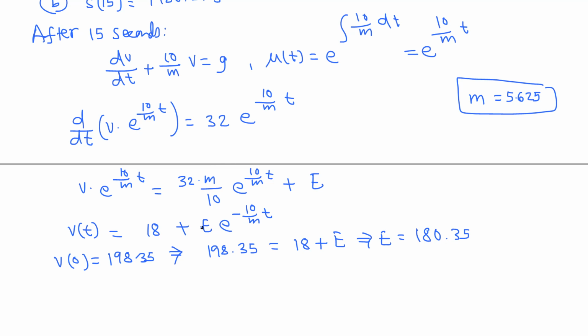Now back substitute here, so for the second part, the velocity after 15 seconds, v is given by 18 plus 180.35, which we just found here, times e raised to negative 10 over m t. That's equation 3, and this is true for t bigger than or equal to 15 seconds, but we reset that clock and set v0, so let's not write anything. And this is the second part after 15 seconds.